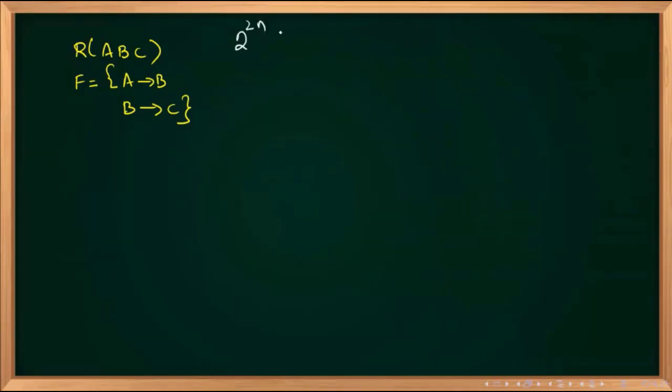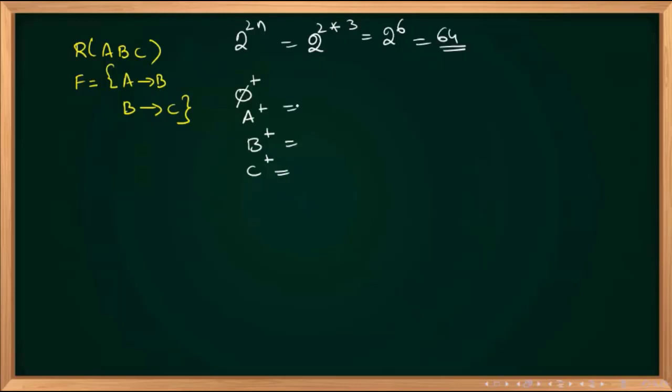2 power 2n is equal to 2 power 2 into 3, which is 2 power 6, equal to 64. 64 is possible. Out of that 64, how many can we derive from the given functional dependency set? So you have to find ∅ closure, then A closure, B closure, C closure, write it in your book. Then AB closure, AC closure.